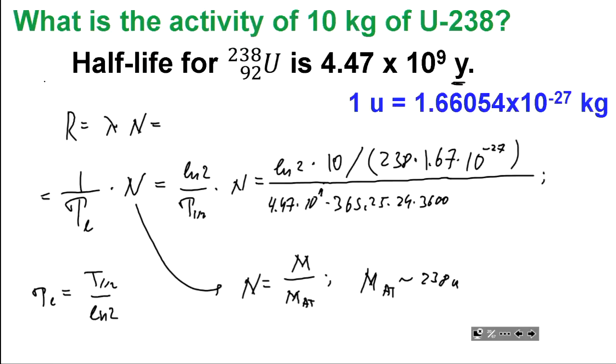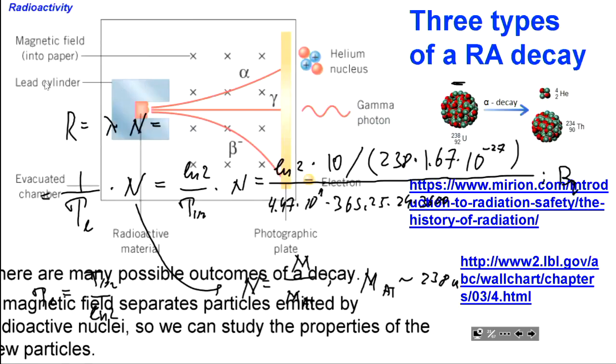And that's supposed to be Bq, because the seconds and kilograms got cancelled. All we have left is 1 over a second. I'm not going to calculate this number. I just want to demonstrate the principle again.